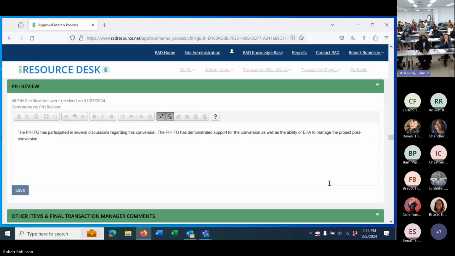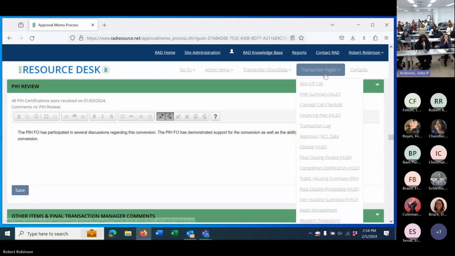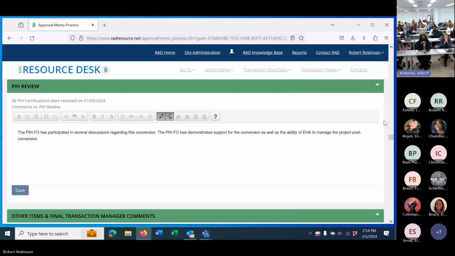PIH review, the two things that we're usually looking for in PIH review is the DOT release and the non-dwelling units or asset review that they would have to complete. But importantly, we want to also indicate that we've had conversations with the field office or asset management if they're involved, and to speak to their comfort level with the transaction converting.